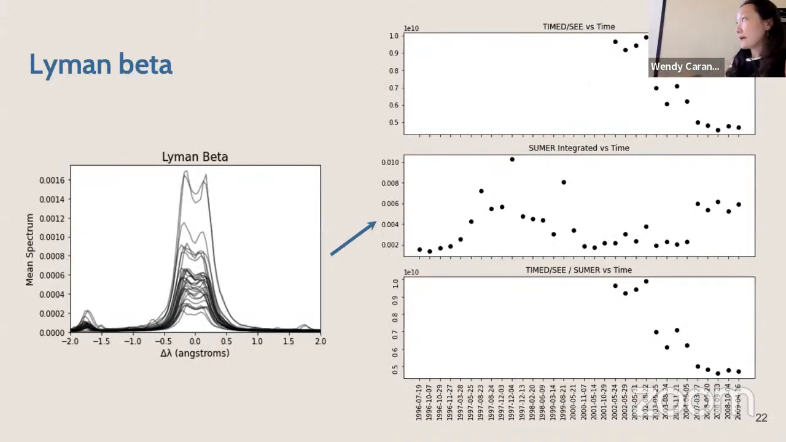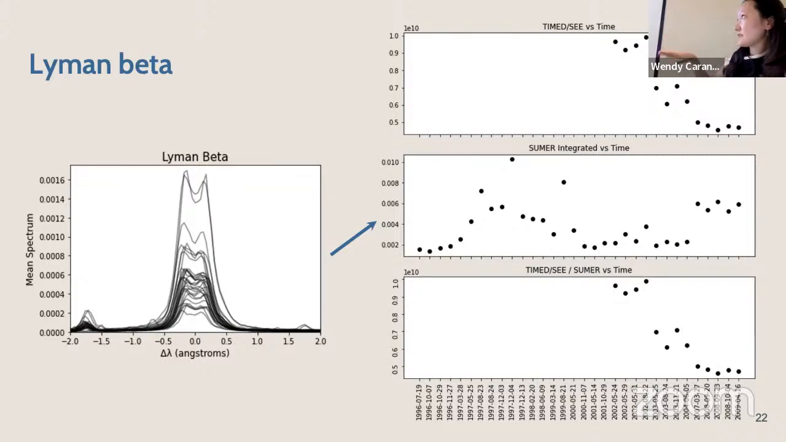We do the same thing for Lyman beta, and you'll notice that there are not as many plots for the time series. That's because the instrument just launched really recently, within the past 15 years, so it hasn't been taking as many measurements. SUMER, or SOHO, has been up for, I think, 26 years. It's supposed to be up for 2 years. It's been out there for 26 years, so it's a very long mission.